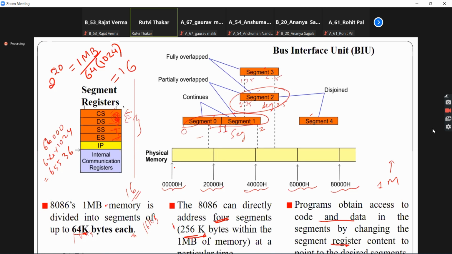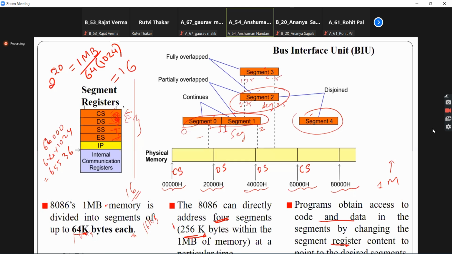Suppose at 00000 I have defined a code segment for one program, and at 20000 I have defined a data segment. It is possible that for another program I will define this as code segment and this as data segment. So every piece of data in your memory can be overlapped. This is what is shown: the segments can be continuous unless you define otherwise. It can handle partial overlapping, full overlapping, or an individual segment anywhere in the memory. Got it? Yes, ma'am.